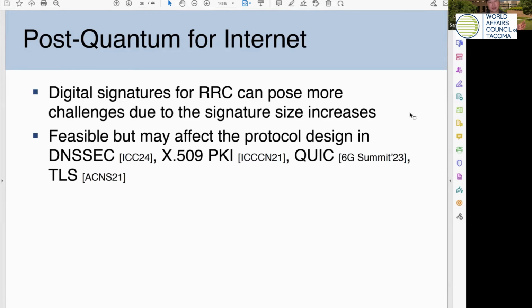that may affect the protocol design, including the data field sizes. And we actually think that the digital signature post-quantum ciphers would have a challenge in that regard, because these post-quantum ciphers have much longer digital signatures and public key sizes.